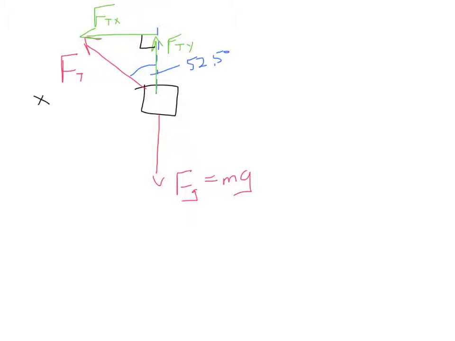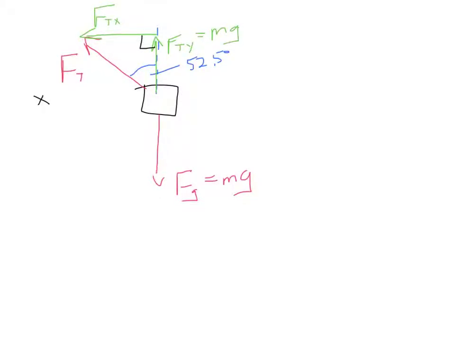Now, if you take a look at this airplane, it's not accelerating in the y plane, which means it's not accelerating up and it's not accelerating down. And we only have these two forces in the y plane. Since the sum of these two forces must be equal to 0, we have to say that the force of tension in the y plane must also be equal, in magnitude, to mg.